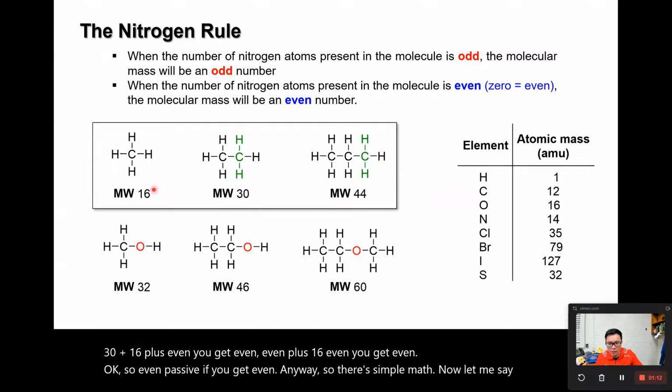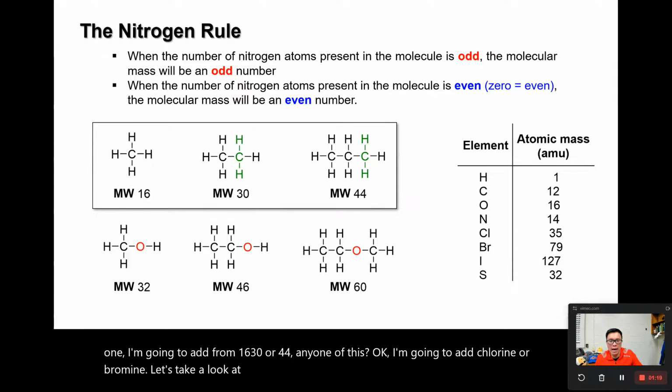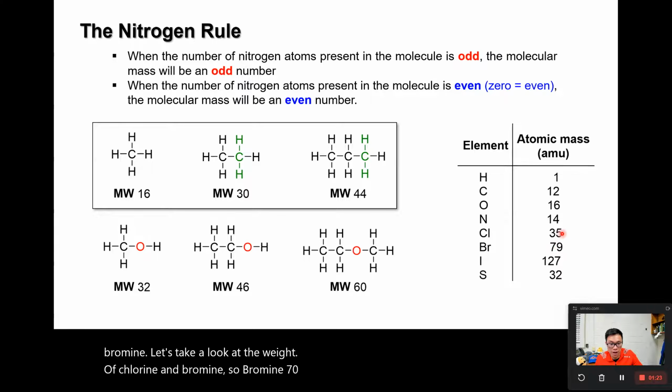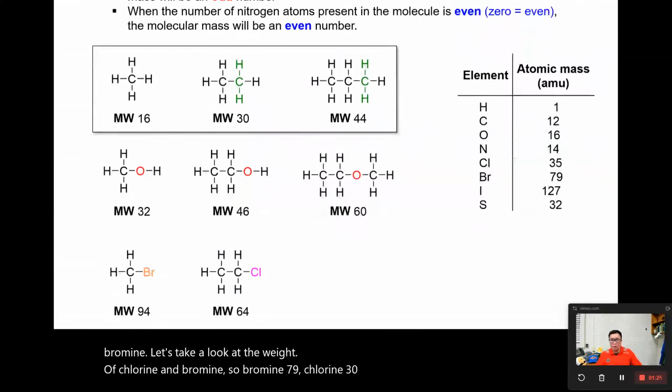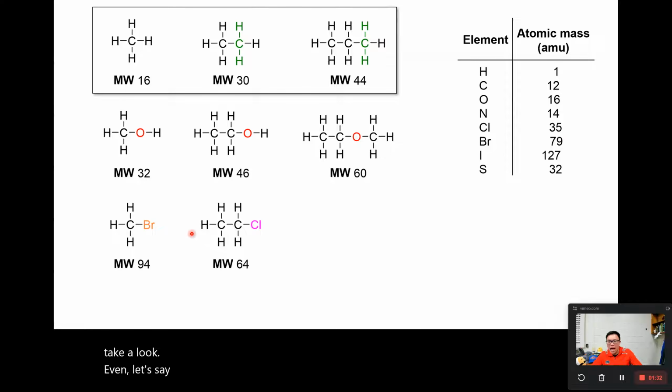Now let me say this. Next one, I'm going to add to 16, 30, or 44, any one of these, I'm going to add chlorine or bromine. Let's take a look at the weight of chlorine and bromine. So bromine is 79, chlorine 35. When you add chlorine and bromine, let's take a look. Even, let's say, bromine plus odd, how come you get even?